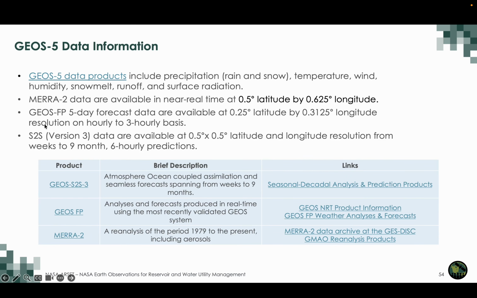The model products include precipitation, rain and snow both, temperature, wind, humidity, snow melt, runoff and surface radiation. So near real time, 5-day forecast and sub-seasonal to seasonal data are available. And more information can be found at these links. Varying resolutions for different models, both temporal and spatial. We will talk about these data products in our next training. We are planning a training where we are going to talk about short-term reservoir management, where weather forecasting is quite important, but we just wanted to introduce these models now.